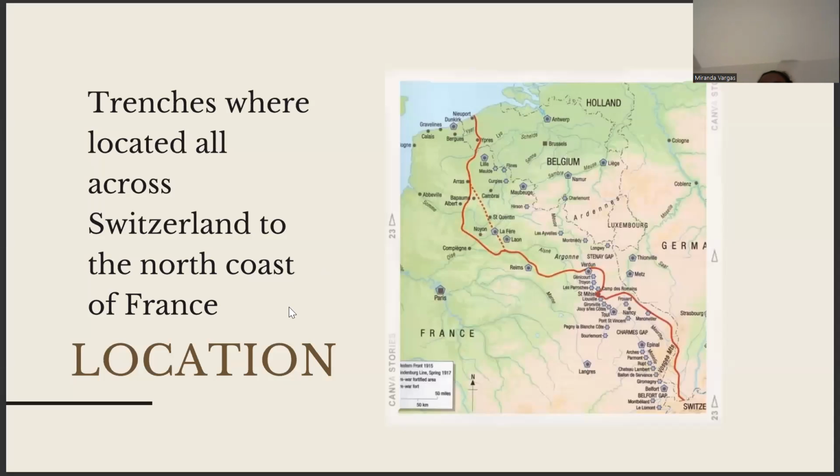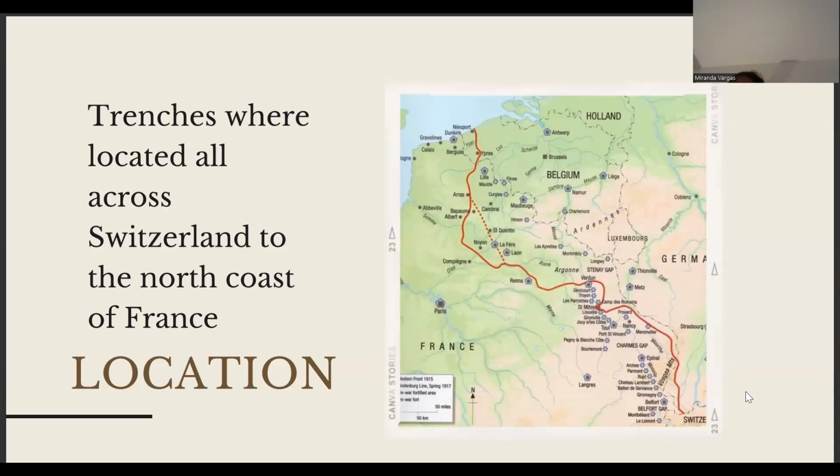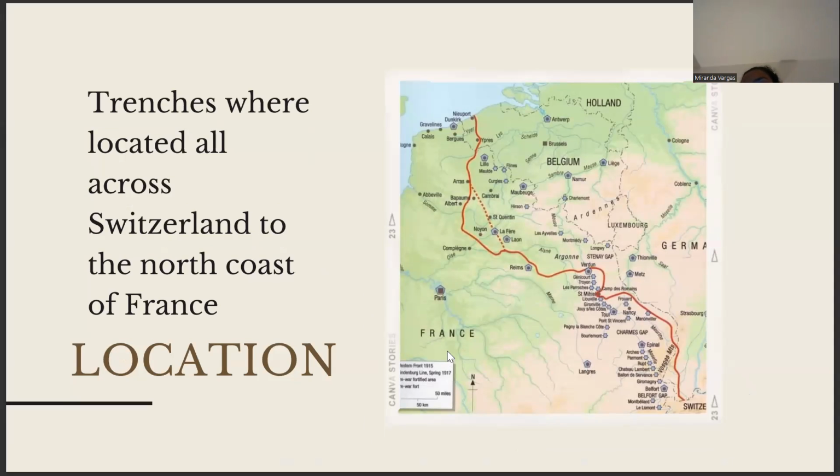Trenches were located all the way from the bottom of Switzerland to the top of the north coast of France, which made it impossible to cross the continent without going through the trenches. You could do it by sea, but it was really difficult and really expensive, and due to the crisis, it was an absolute no. It's also important to highlight that trenches were the main strategy for both France and Belgium.